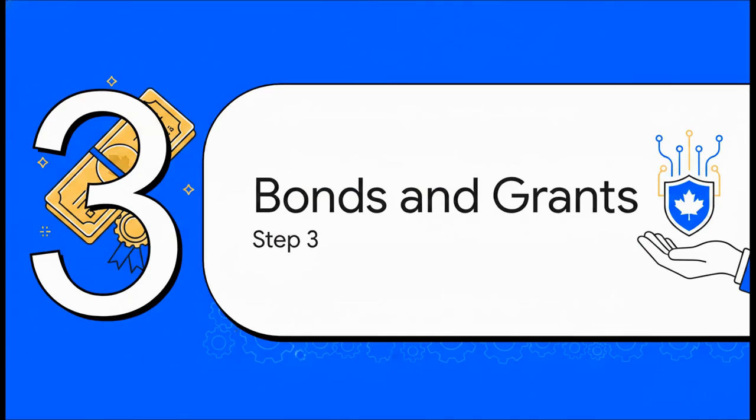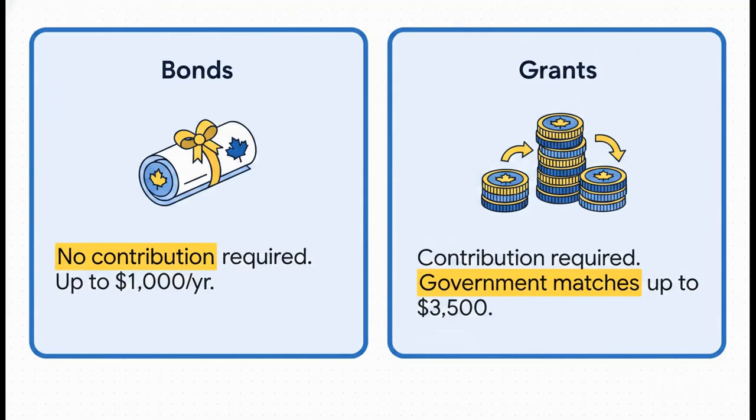All right, Section 3, Government Bonds and Grants. This is where the math gets really fascinating. After the RDSP is successfully opened and registered with Employment and Social Development Canada, the account might become eligible for 2 different types of government contributions, Canada Disability Savings Bonds and Canada Disability Savings Grants. Understanding the distinction here is key.